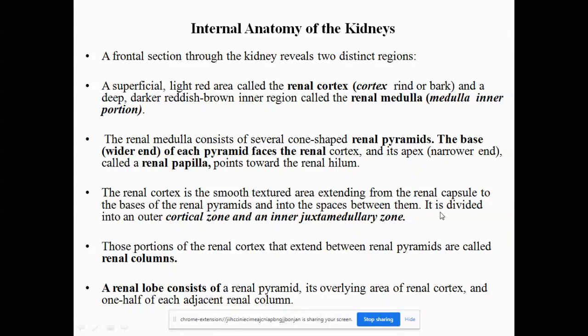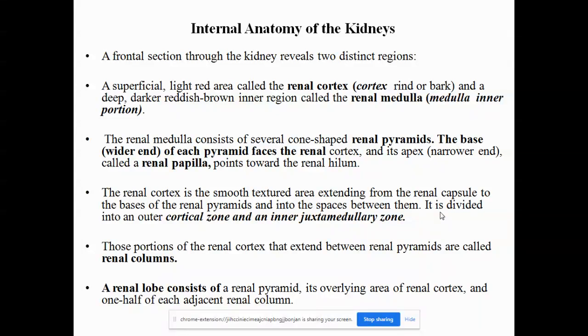The renal cortex is the smooth textured area extending from the renal capsule to the bases of the renal pyramids, and it also projects into the spaces in between them. It is divided into an outer cortical zone and the inner juxtamedullary zone, that is in between the pyramids of the medulla. Those portions of the renal cortex that extend between the renal pyramids are called renal columns.